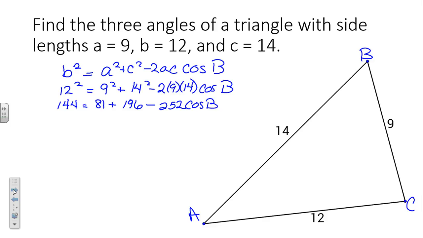All right, so that took care of our exponents. Now, what do we have to do if we're trying to solve this? Absolutely, combine your like terms. So we've got 144, 81 plus 96 is 277.